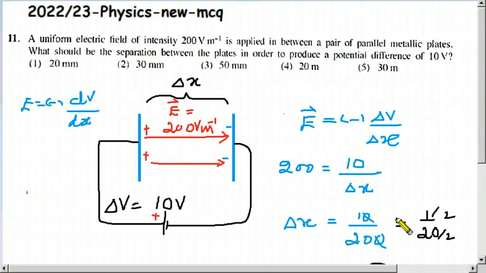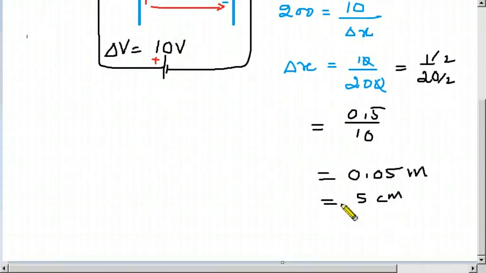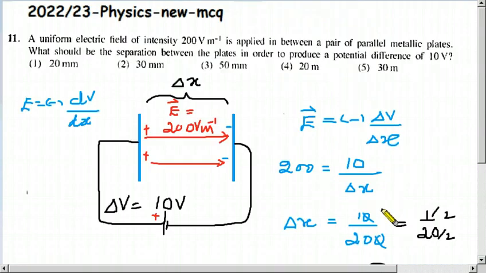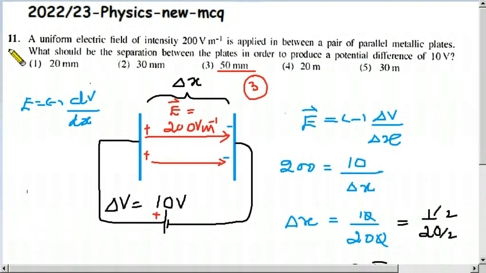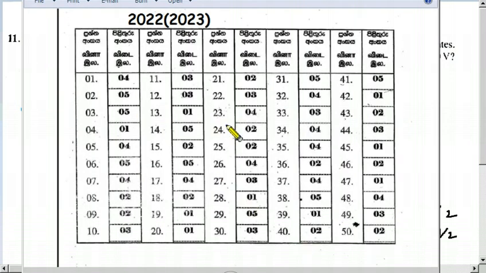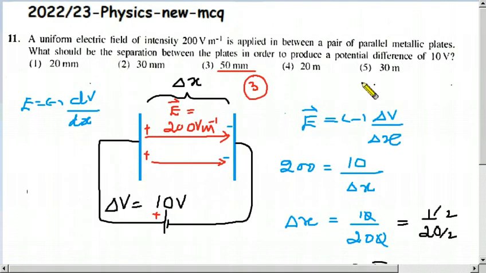Answers are given in meter and millimeter. So this one is 50 millimeter. That means the third one is the answer. So let's check the answer sheet. Question number 11. Answer is 3. So correct.